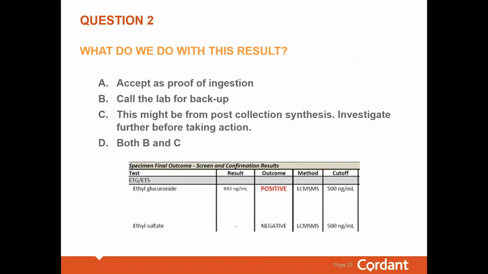Next question. What do we do with this result? So here we have ethyl glucuronide at 843 and negative ethyl sulfate. Do we accept this as proof of ingestion? Do we call the lab for backup? Or do we investigate further before taking action? And finally, both B or C. Okay, you should be seeing the next poll, so let's see what everybody has to say.